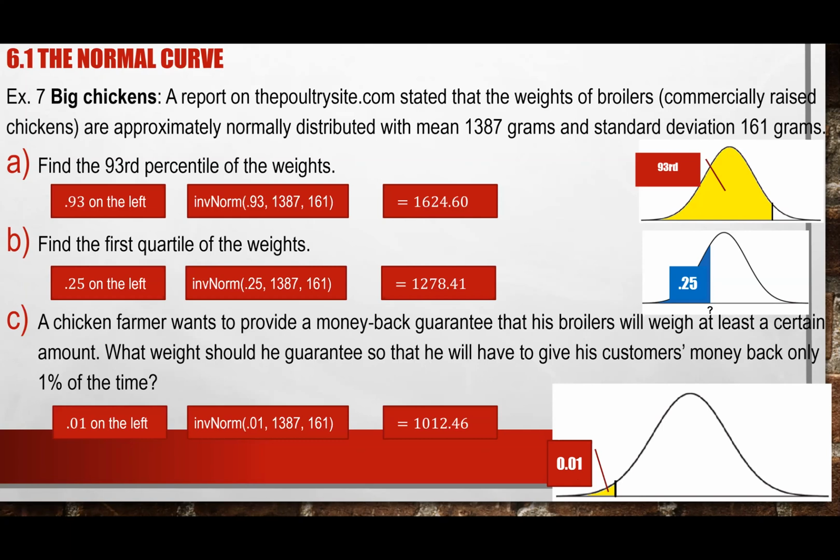This is the minimum weight, so the farmer will say my chicken will weigh at least 1,013 gram. If you go home and weigh your chicken and it is less than 1,013 gram, I will give you the money back. So the idea here is how can we find the data, which in this case is the weight. The inverse norm tells you how to find the weight, or the data itself.